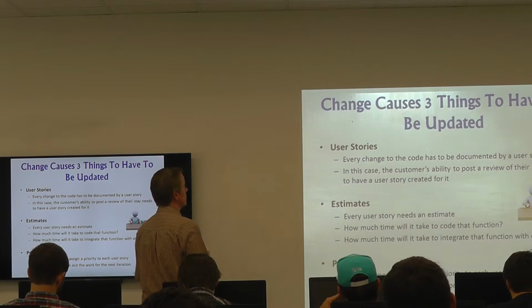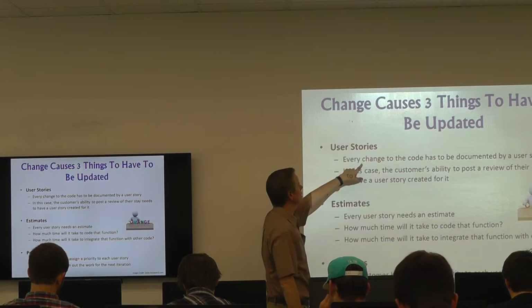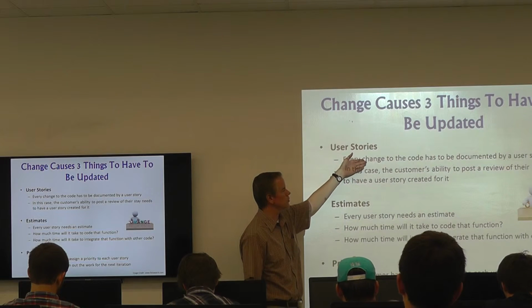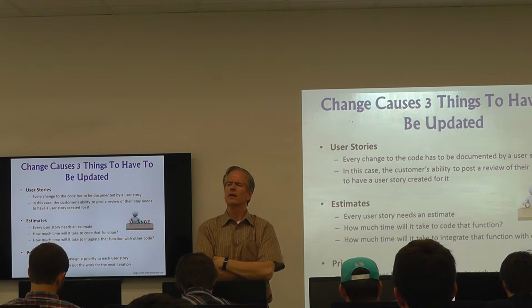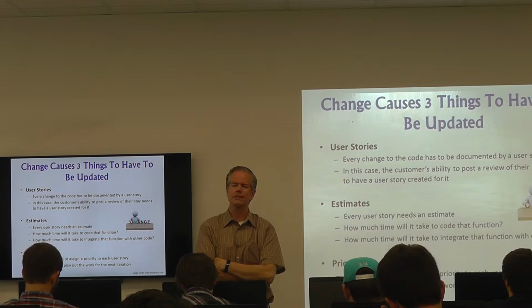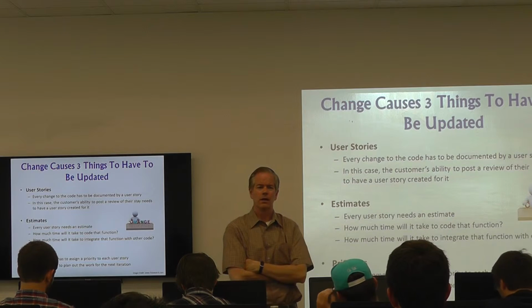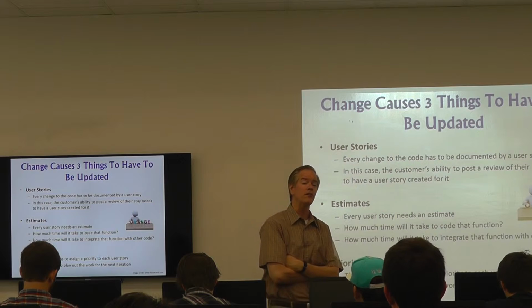All right, change causes 3 things to have to be updated. First off, of course, the user stories. With a little up, every piece of code that you have in your software has a user story associated with it. If you've got something in your code that doesn't have the user story, there's a fundamental question that you need to be asking as to, like, where did that come from? What's it doing there? You know, did I put it there? Did somebody else put it there? Why is it there? Can I remove it?